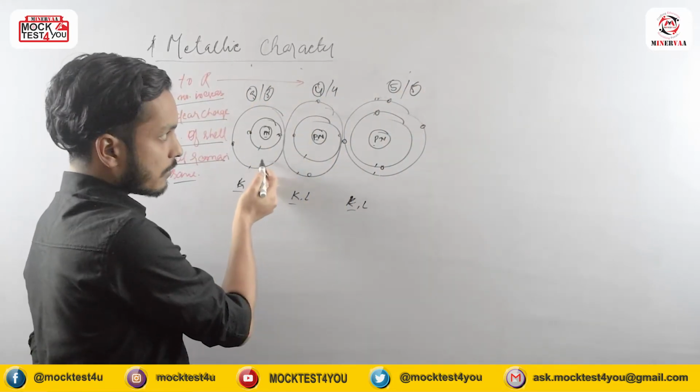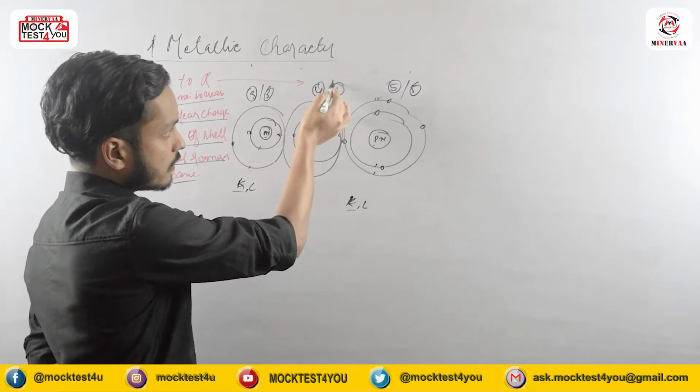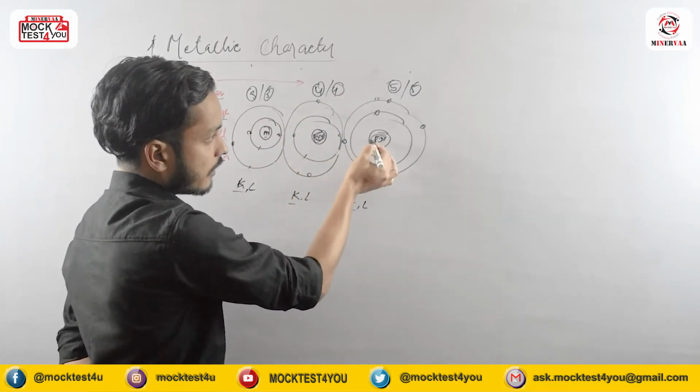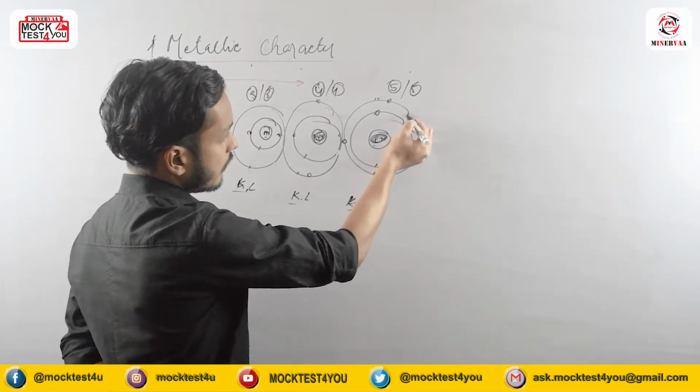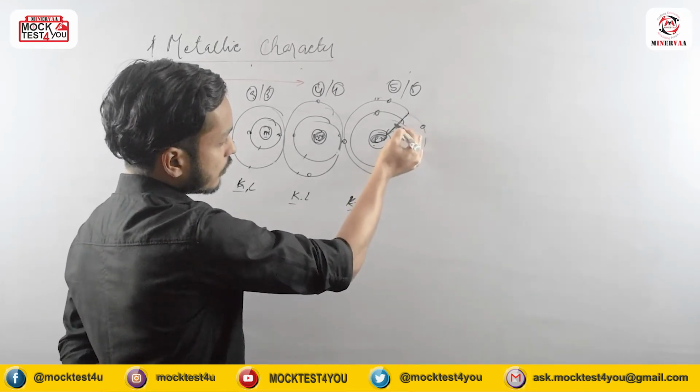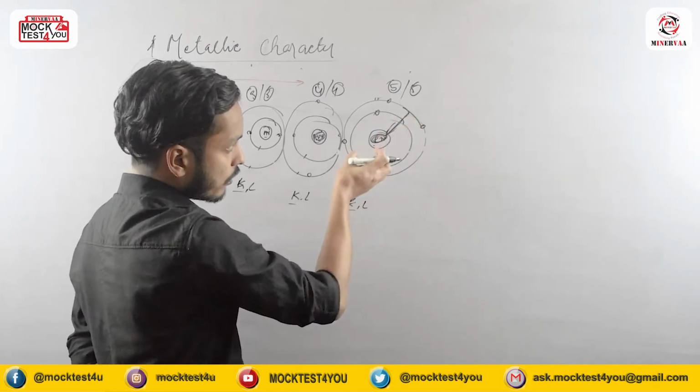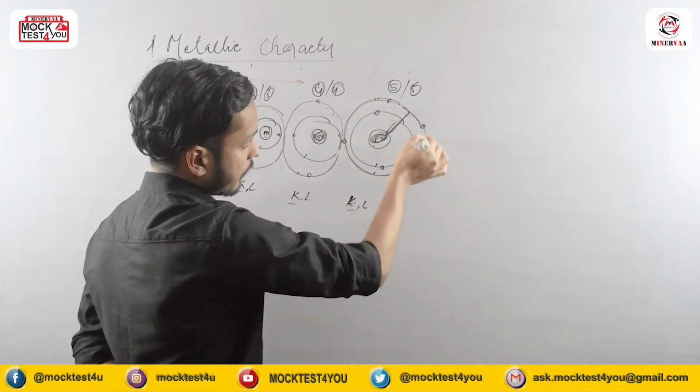the number of shells is remaining the same and the number of protons is increasing, the nuclear charge will increase. And since the nuclear charge will increase, this nucleus will attract the electrons more towards itself, and so the shell size will decrease.